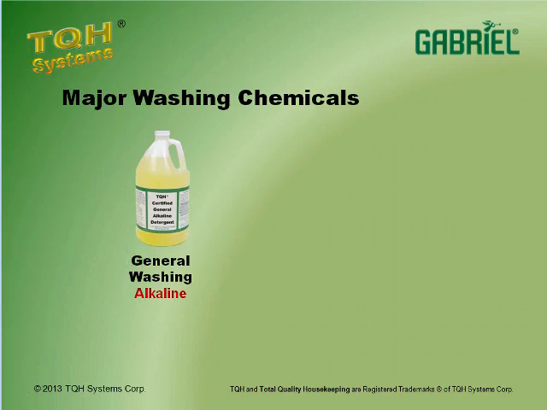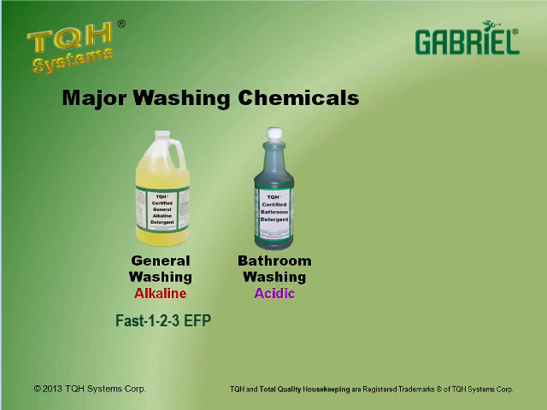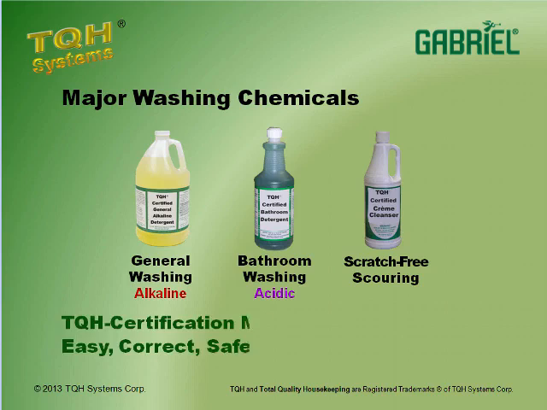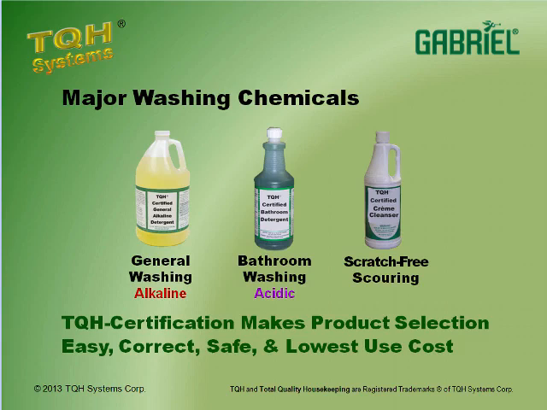Your major washing chemicals are the alkaline detergent, acidic detergent, and a scratch-free cream cleanser, because there are certain situations, especially on stainless steel, when periodically, not every day, but periodically, you would clean with the cream cleanser. TQH certification makes product selection easy, correct, safe, and lowest use cost.